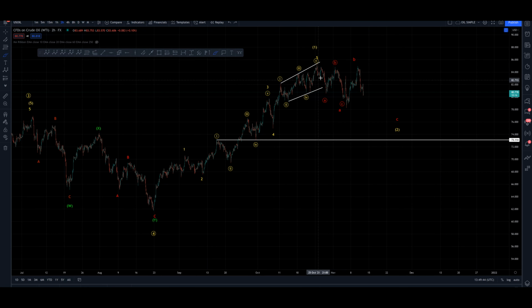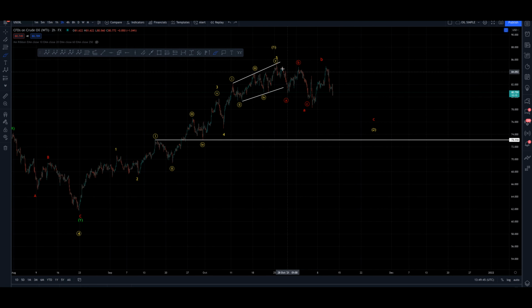The initial move down doesn't look impulsive to me though. This looks like a 3-wave move, this looks like a 3-wave move, this looks like a 3-wave move, this looks like a 3-wave move. So everything here looks like a 3-wave move. It looks corrective. So in that premise, I'm thinking 3 to here, 3 expanding pattern to here with 5 waves in the C, 1, 2, 3, 4, 5.